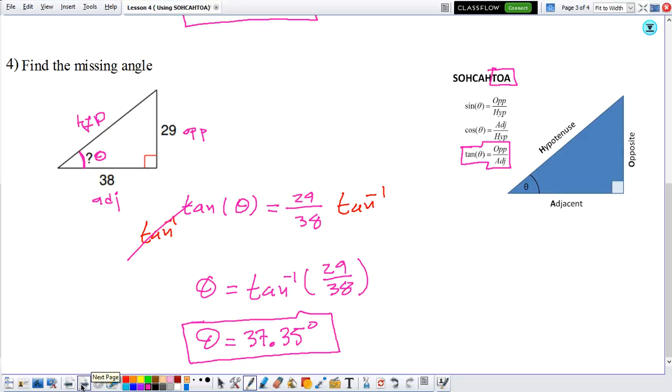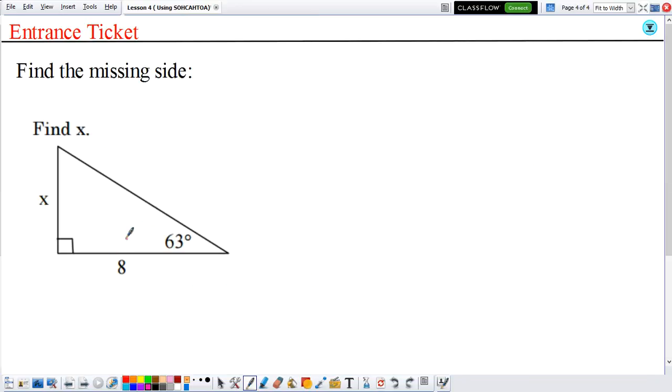Now, here's your entrance ticket. Try to find the missing side. Find the missing side of the following triangle.